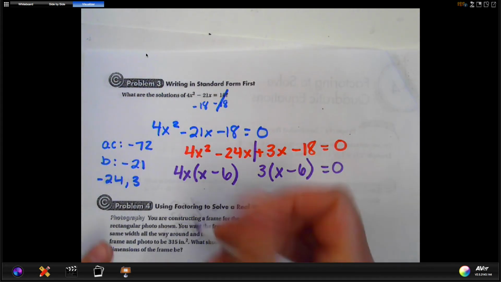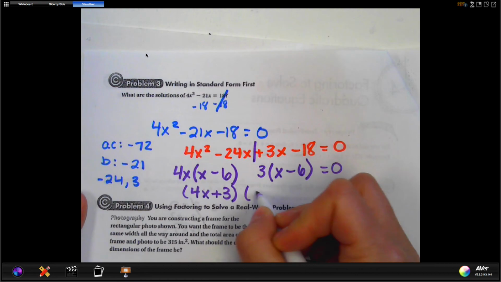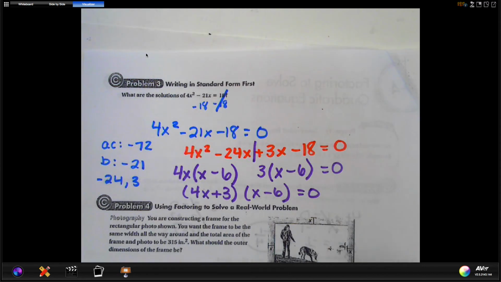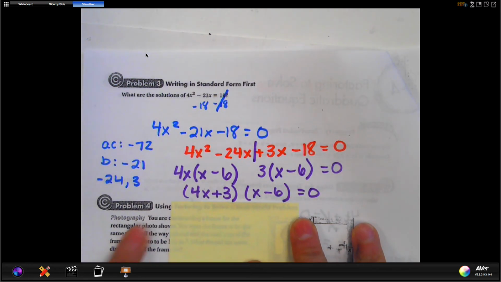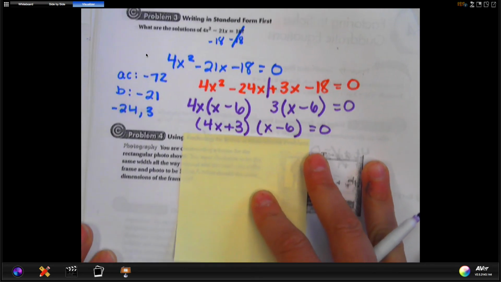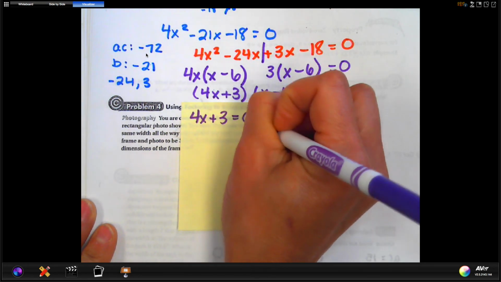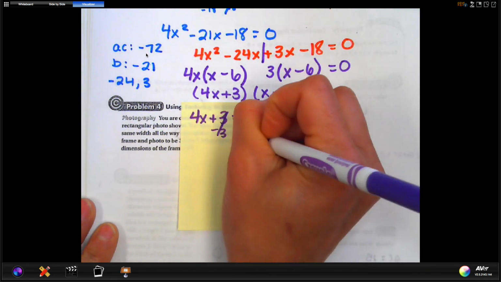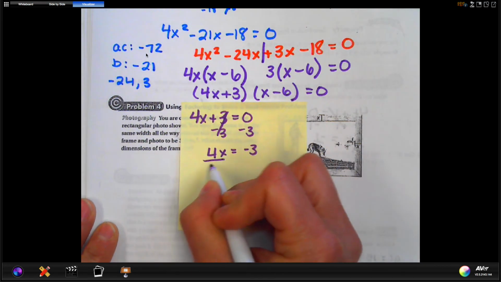Reformat here. My first binomial is 4x plus 3, and my other one is x minus 6. I'm running out of space again, so I will do mine on a sticky note. Okay, now solve each side. Let's start with 4x plus 3 equaling 0. What do we do? Subtract 3, so 4x equals negative 3. Then what? Divide by 4.